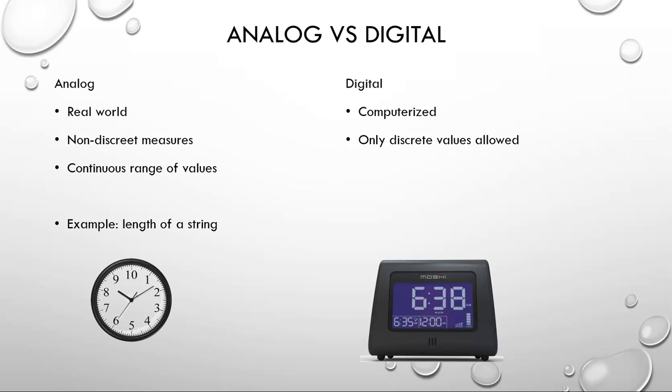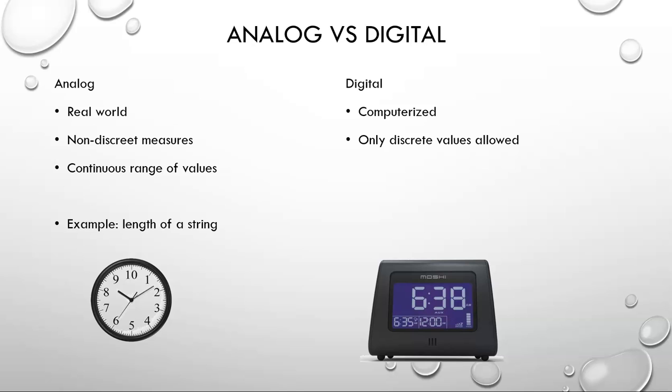Analog scan converters, or anything analog actually, is what we would call real world. It has non-discrete measures, it has a continuous range of values, and I always like to use the length of a string as an example of something that's analog. A string has a length. You can measure it out to the smallest millimeter if you want, but it has a set length. We don't have to measure it. It has its own length. It's whatever it is.